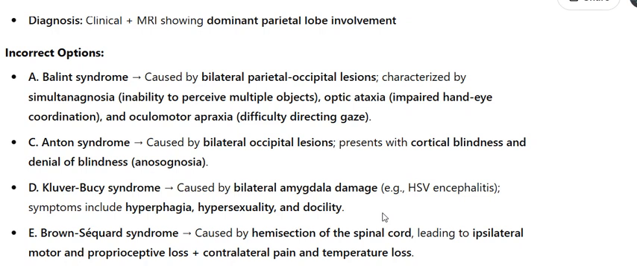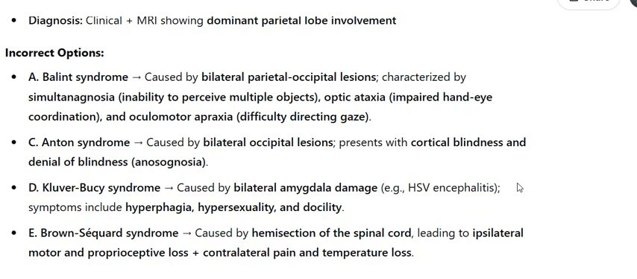D. Klüver-Bucy syndrome, caused by bilateral amygdala damage, e.g., HSV encephalitis. Symptoms include hyperphagia, hypersexuality, and docility. E. Brown-Séquard syndrome, caused by hemisection of the spinal cord, leading to ipsilateral motor and proprioceptive loss, plus contralateral pain and temperature loss.